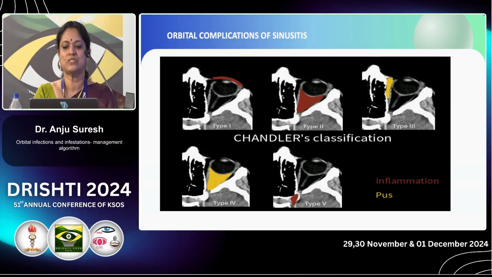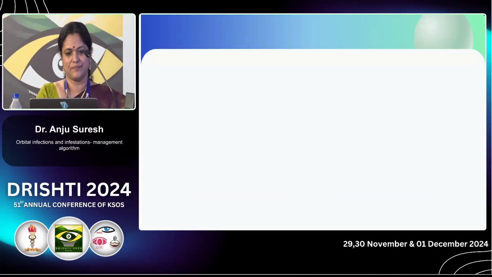Sometimes you get pus collection between the periosteum and the bone, most commonly medially adjacent to the ethmoid sinus, and then it becomes a subperiosteal abscess. And sometimes the pus collection is in the intraconal space when it's called an orbital abscess. Rarely, the infection spreads to the CNS and the body tries to limit the infection by causing a clot within the cavernous sinus, and this causes a cavernous sinus thrombosis.